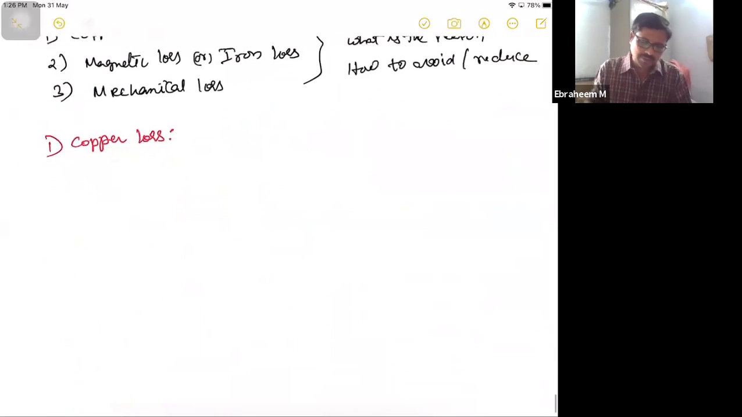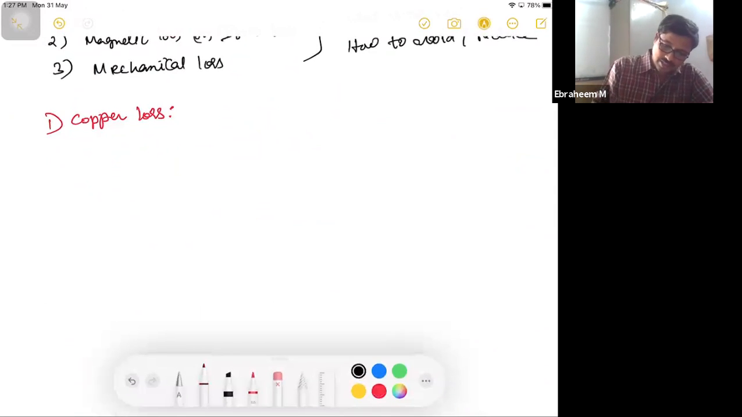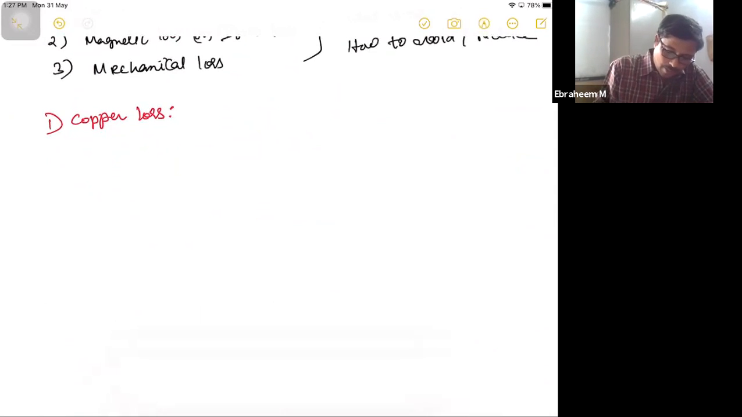So obviously the copper is a conducting material. It will have its own resistance, and that's why copper loss, right? In the copper loss, we have armature copper loss.